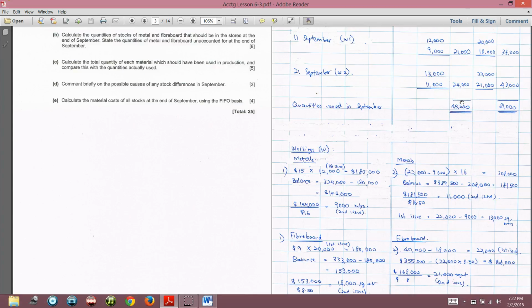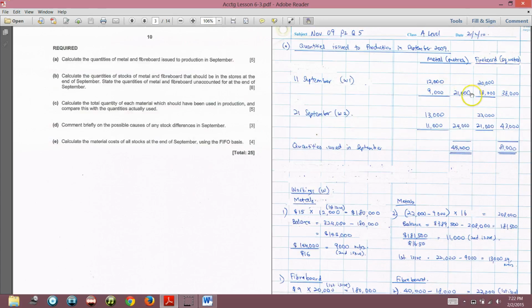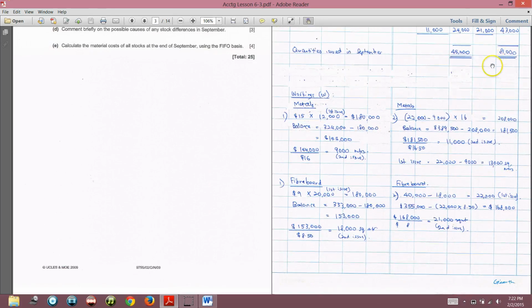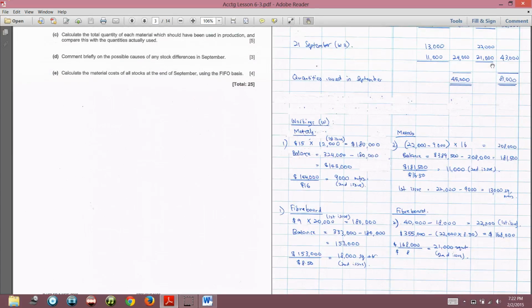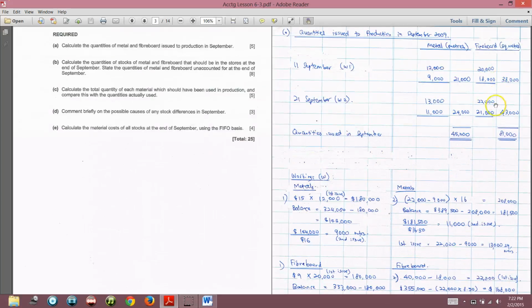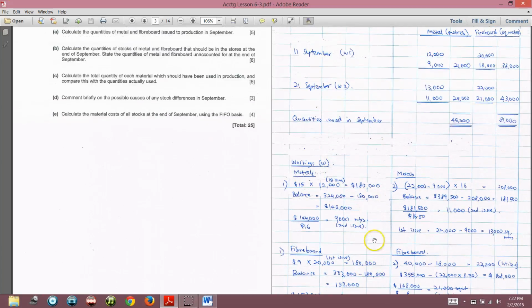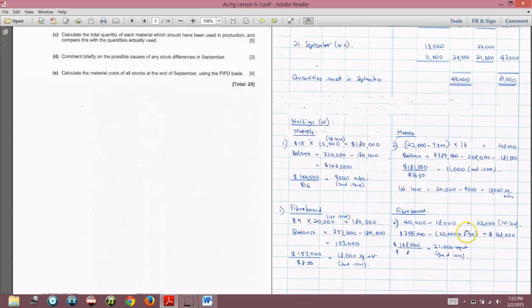Since I've explained thoroughly for metal, fiber board is based on a similar calculation. So why don't you copy down these figures, and then do your own workings, based on the same principle as metal.